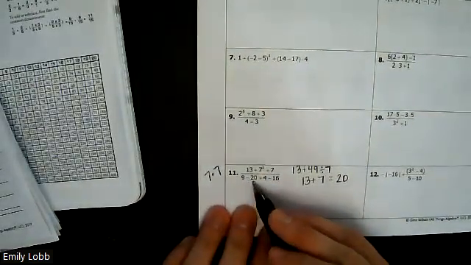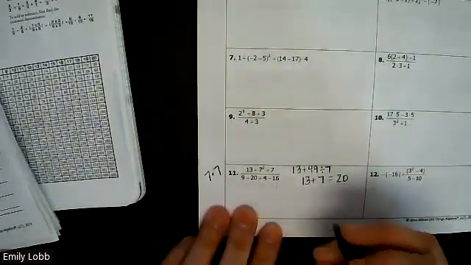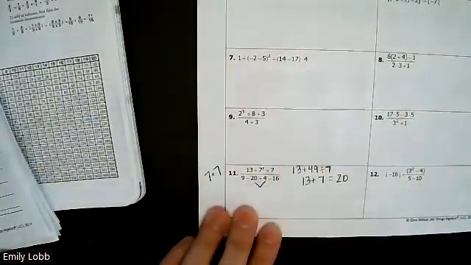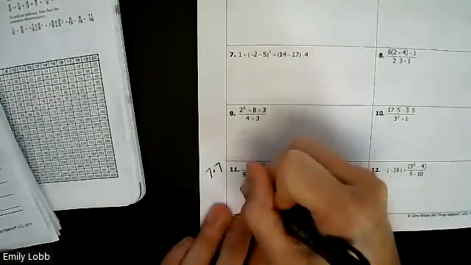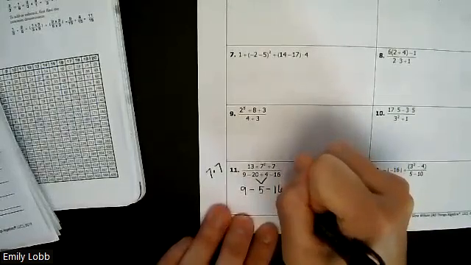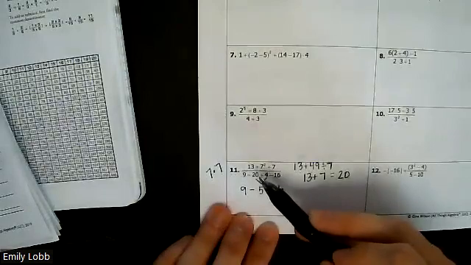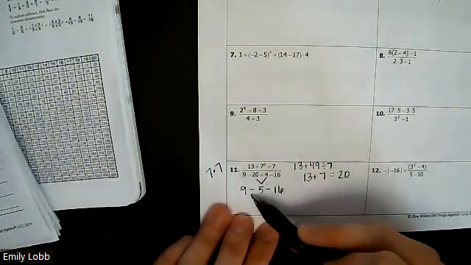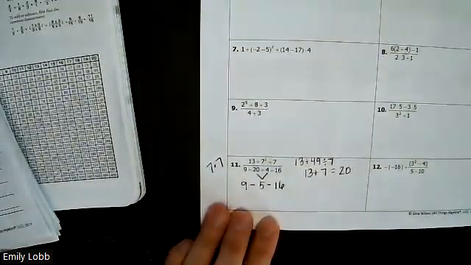I have 9 minus 20 divided by 4 minus 16. So what do I have to do first? Division. What's 20 divided by 4? 5. So I'm going to rewrite it 9 minus 5 minus 16. You could either bring down that negative or you think negative 20 divided by 4 is negative 5. So either way, that 5 is negative, right?